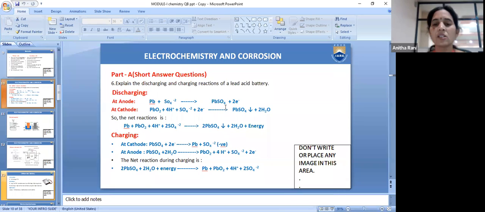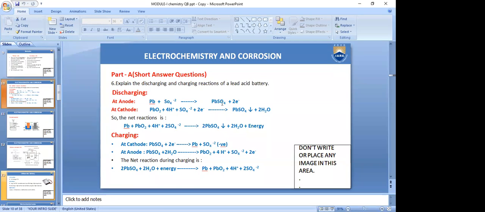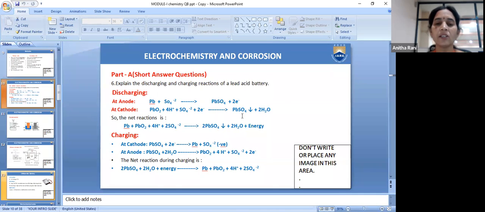This Pb2+ ion will react with sulfate ions and form lead sulfate at the anode. At the cathode, lead dioxide, in the presence of the electrolyte H2SO4, will gain electrons and reduce to PbSO4 and H2O. This lead sulfate is formed like a precipitate at the cathode. So what products did we get during the discharging reaction? Lead sulfate at both electrodes, anode and cathode.